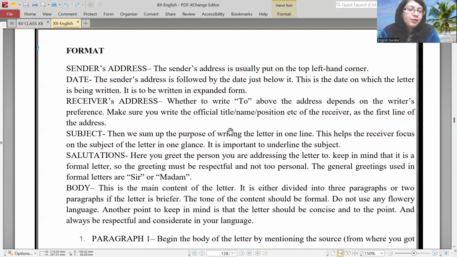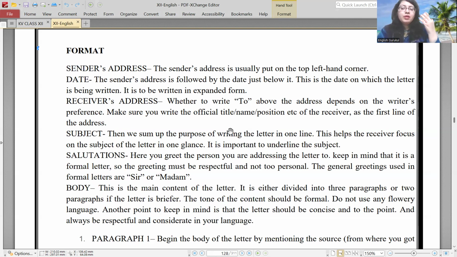Now, the sender's address is usually put on the top left-hand corner, as I've discussed before. Then the sender's address is followed by the date just below it. So just below the sender's address, you have to write down the date. This is the date on which the letter is being written, and please keep that in mind. This is the date on which the letter is being written by you.